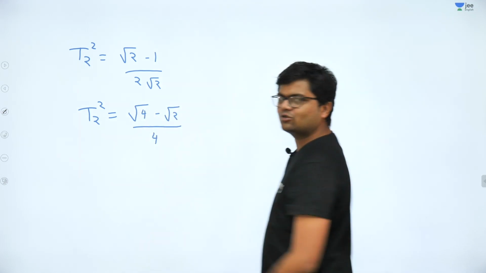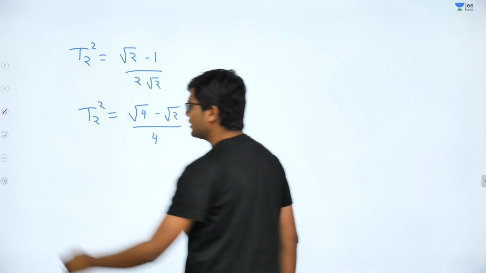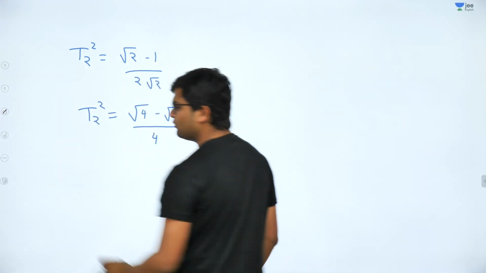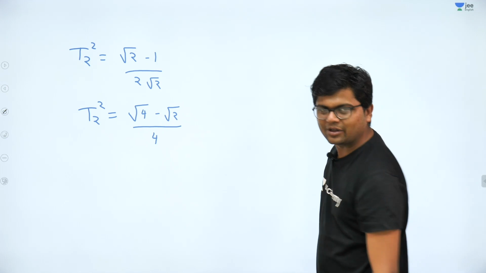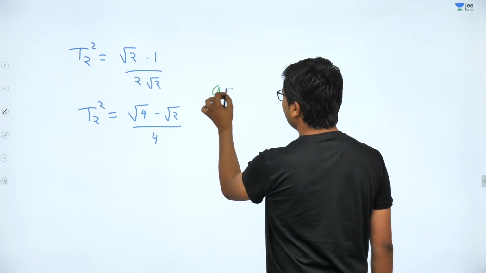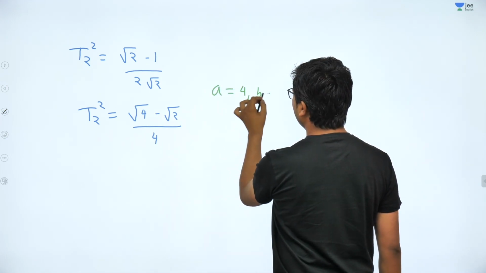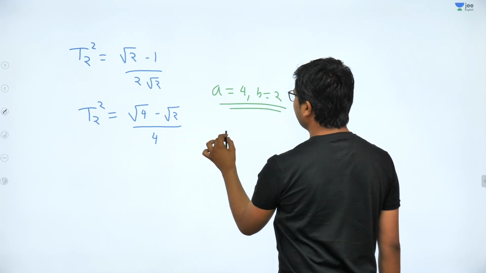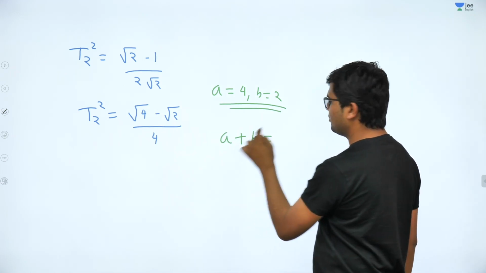Now compare these two equations. The value of A will come out to be 4 and the value of B will come out to be 2. Getting my point? Therefore, A will be equal to 4 and B will be equal to 2, and A plus B will be equal to how much?